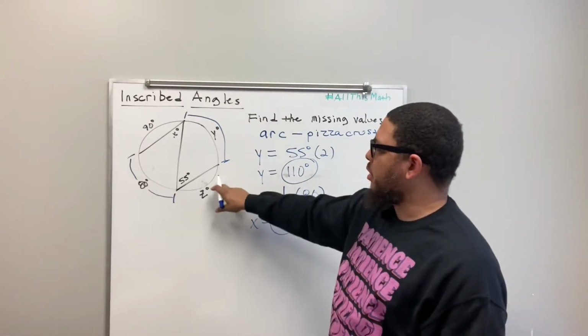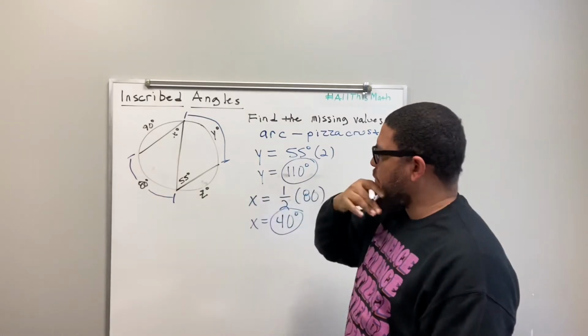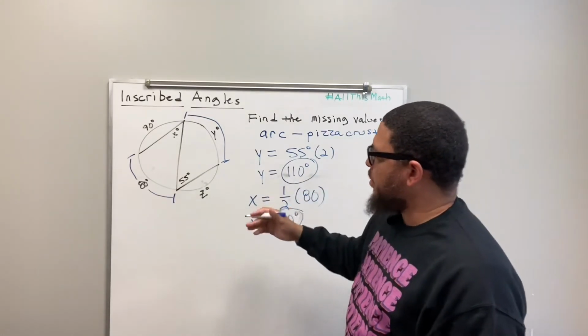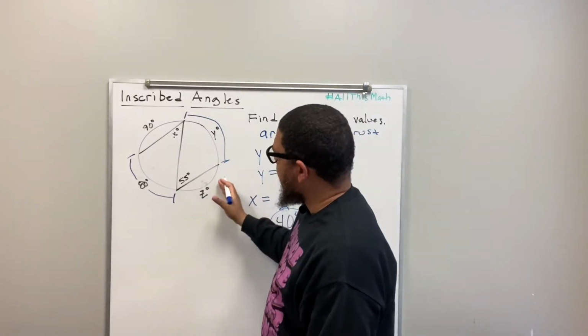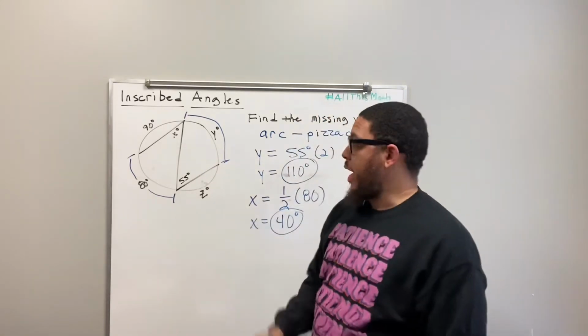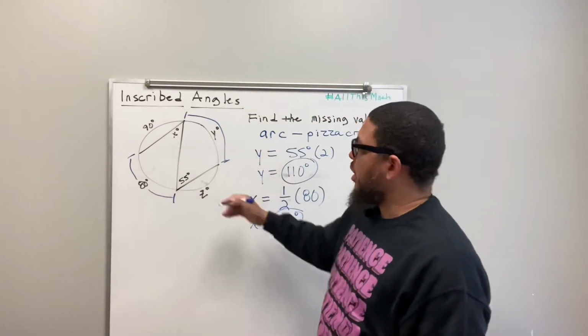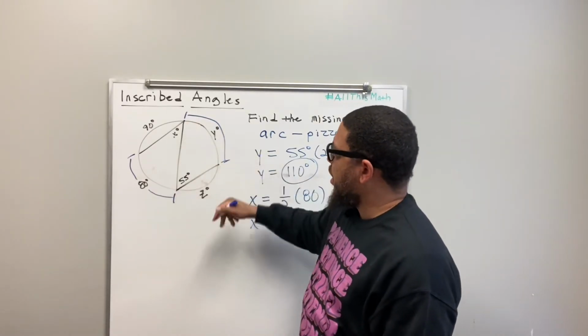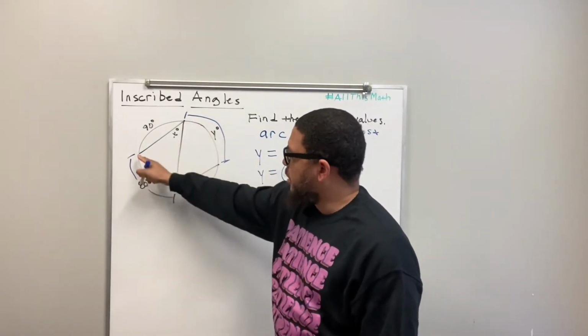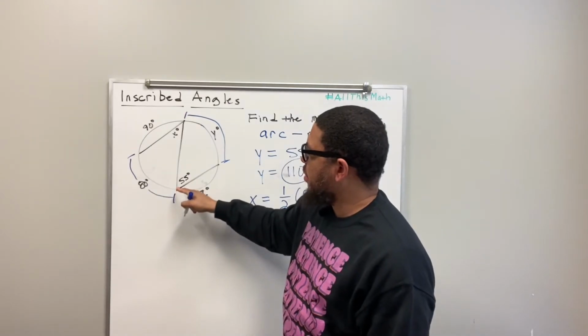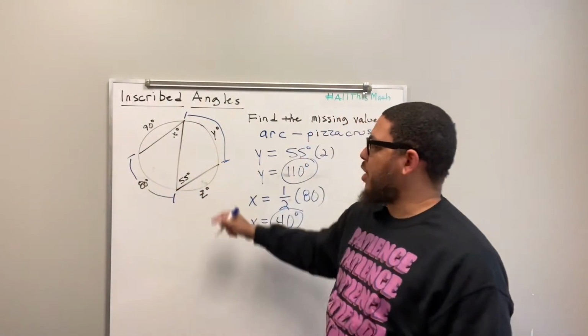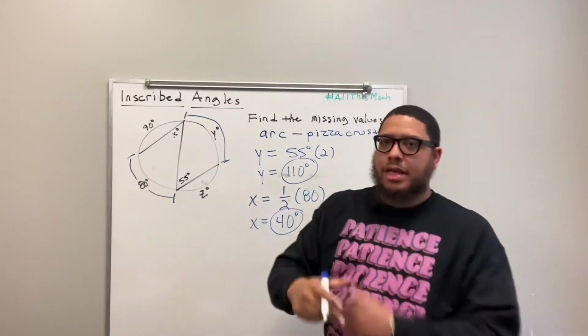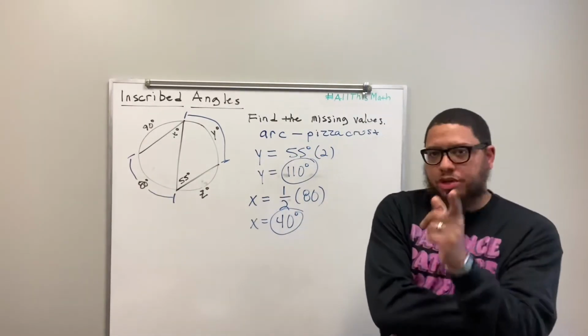Now, z is an arc. But when I look at z, I say, okay, well, what inscribed angle created z? And I don't see one. I don't see an inscribed angle that created z. I see an inscribed angle that created y. I see an inscribed angle that created this 80-degree arc, right? But I don't see an inscribed angle that created z. So now I got to think about what else do I know about circles?